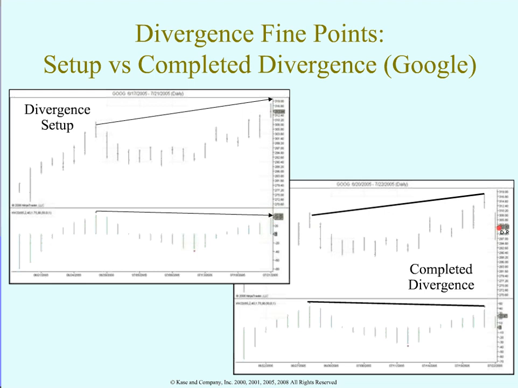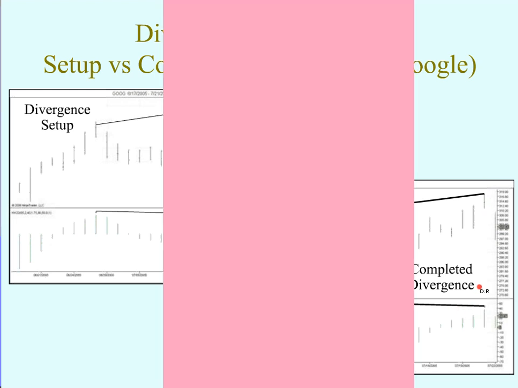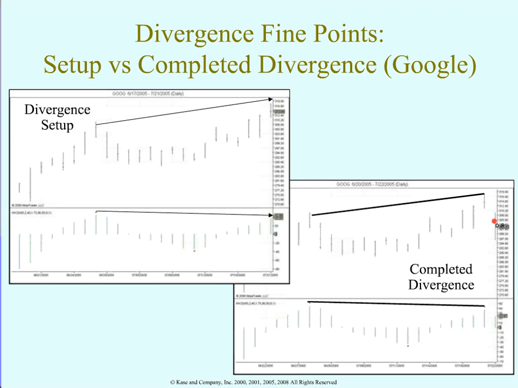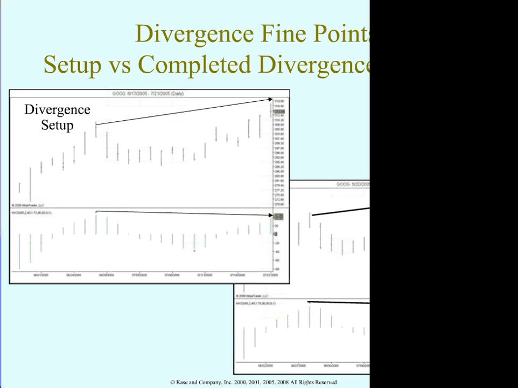So whenever looking at divergence, you want to wait for one bar after the peak to complete or to close to complete the divergence. So in the case on the bottom right, we show the same chart, Google in this case, with rising price, falling momentum, and once the bar after the peak in price and the peak in momentum forms, then you can see that there's a completed divergence.